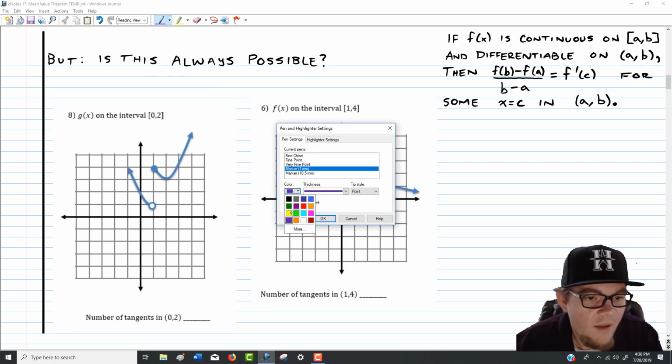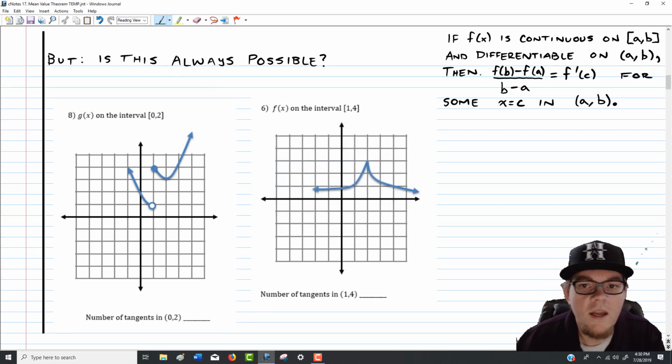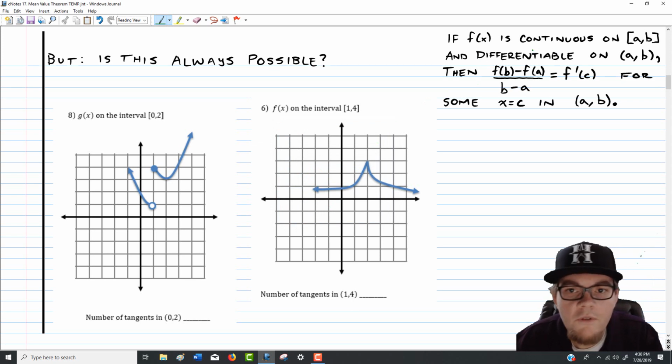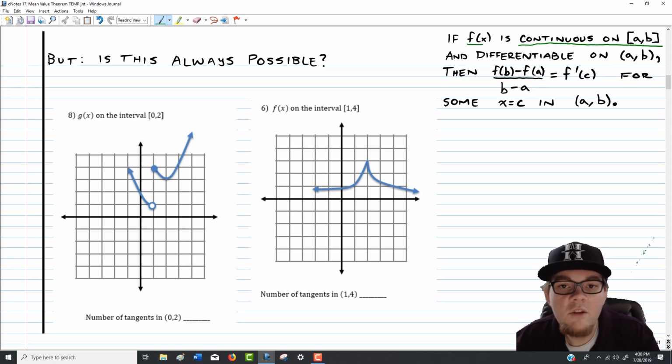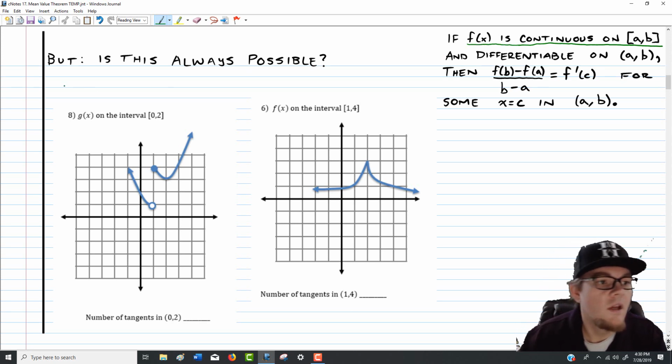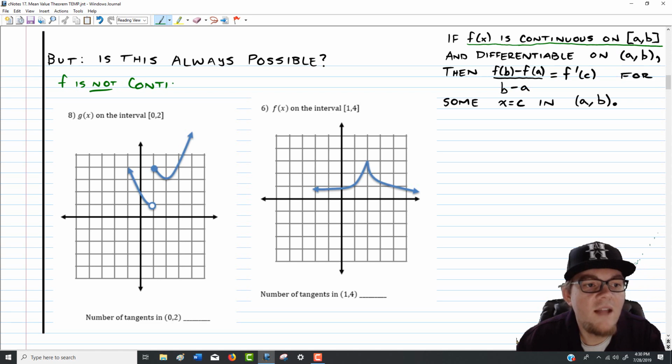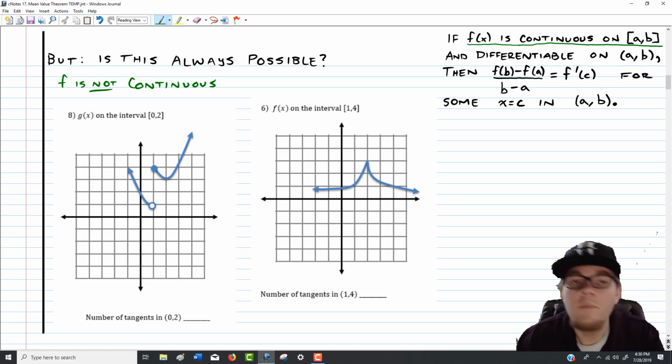So to help us with this, I've brought the mean value theorem over just so we can see what the issues are. So the first issue that pops up is what's telegraphed in the statement of the mean value theorem. It says if f is continuous on a to b. So what if f is not continuous? Why is it that that might stop us from guaranteeing there's a place where the tangent line is parallel to the secant line?